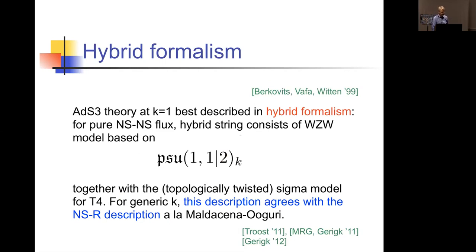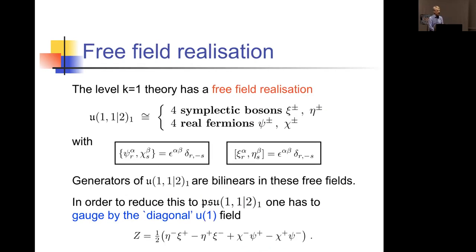And it's been checked that this agrees with the Maldacena-Ooguri description that's maybe more familiar to many people for generic level. Now, what's special about this level 1 theory is that it has a free field realization. And in our way of looking at it, that's just signifying that it's dual to a free field theory. So what is this free field realization?